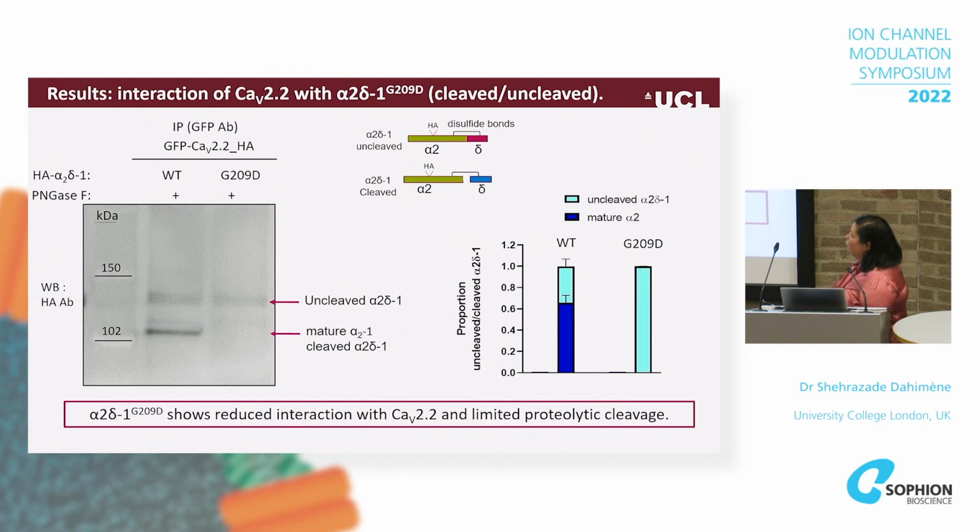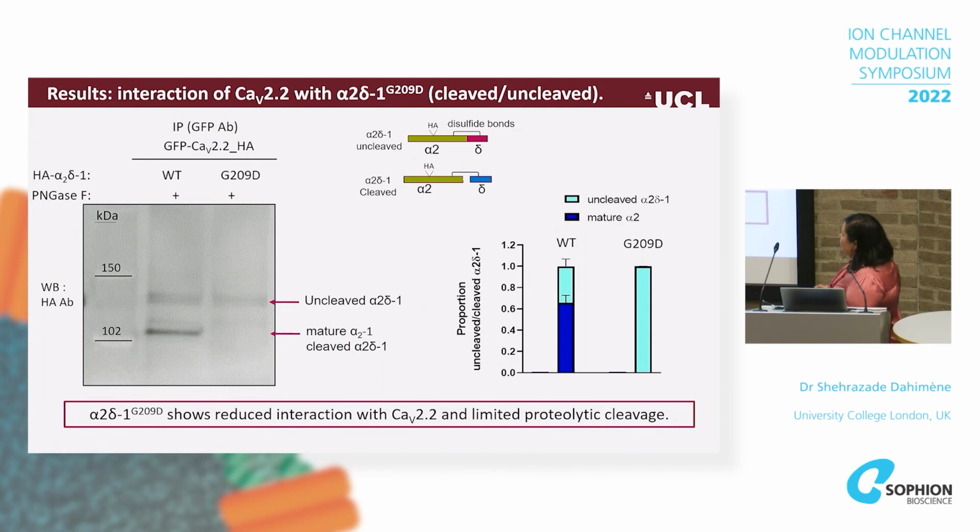So what we did is we repeated the co-immunoprecipitation, and this time we treated the samples with PNGase F, so we can distinguish between, as shown in here, the uncleaved alpha-2 delta and the cleaved band. This is for the wild type alpha-2 delta, and this is the mutant alpha-2 delta. As you can see in the co-IP, we can detect both uncleaved and cleaved alpha-2 delta-1. However, we see a stronger band corresponding to mature alpha-2 delta.